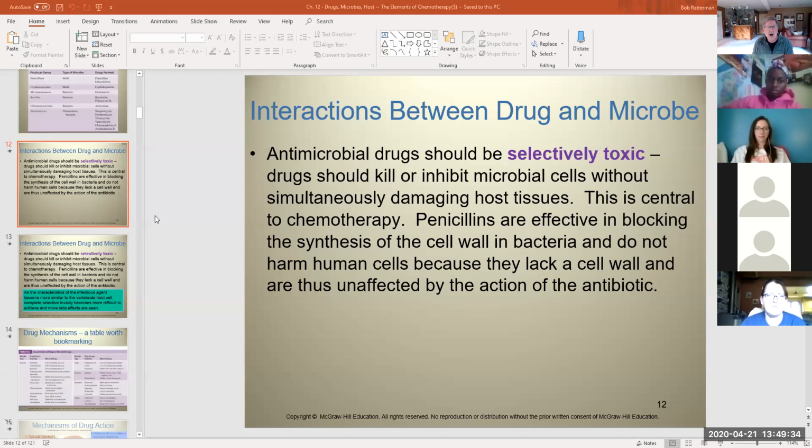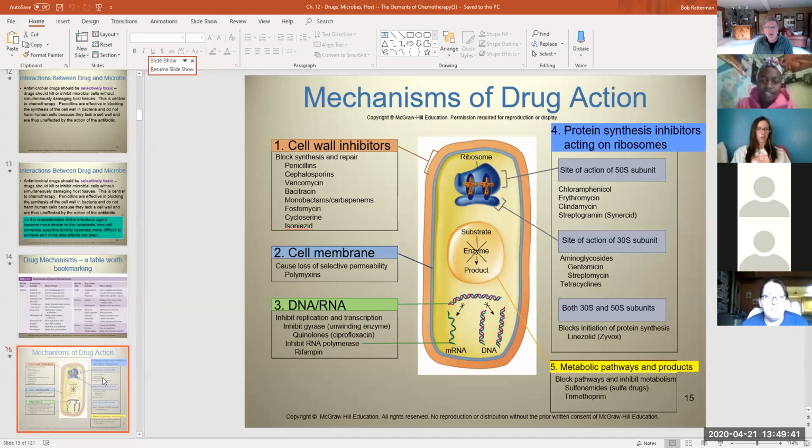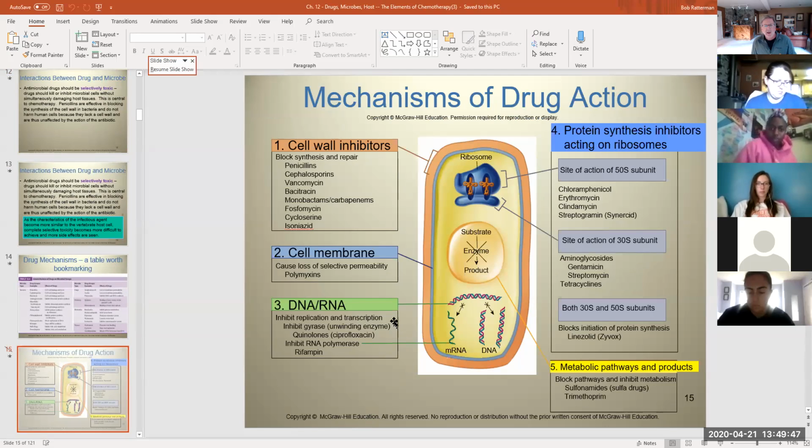Okay. How about now? What do you see? I can see 12. Mechanisms of drug action. Okay, so your question was, do we need to know the action of the various drugs? And this was the slide I was looking at when I asked that question.